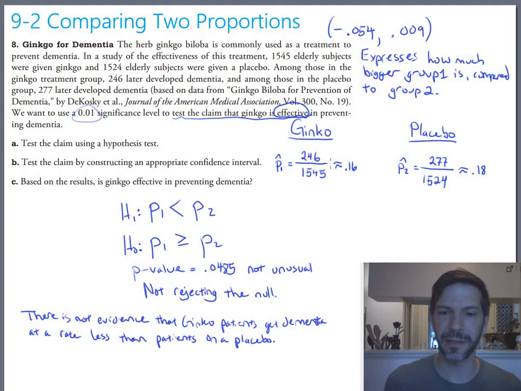Keep in mind that ginkgo is group 1. Placebo is group 2. And this interval talks about how much bigger group 1 is than group 2. Negative bigger, by the way, is the same thing as smaller. So when we write our sentence here, sorry, I know this is getting messy. I'll put the sentence down here. So I'm going to use this idea to write a sentence down here.